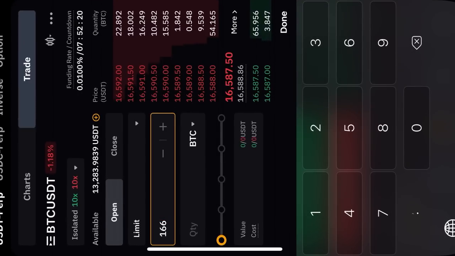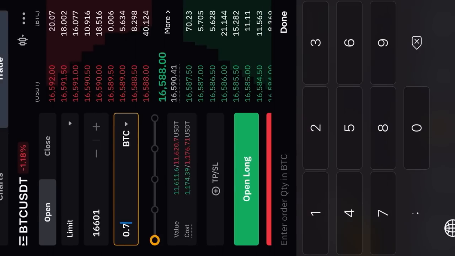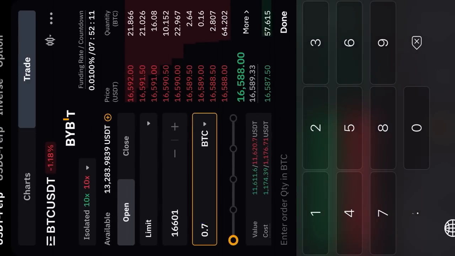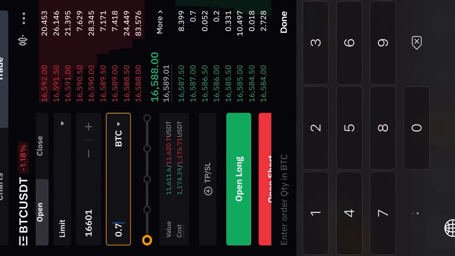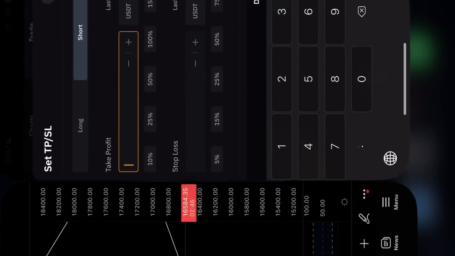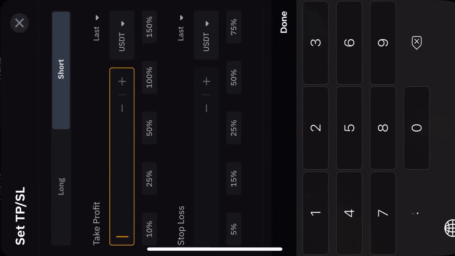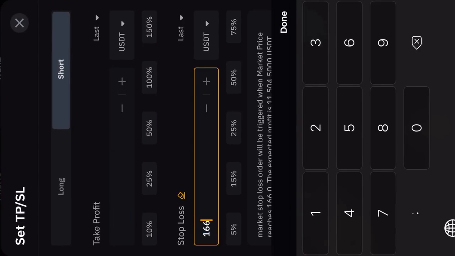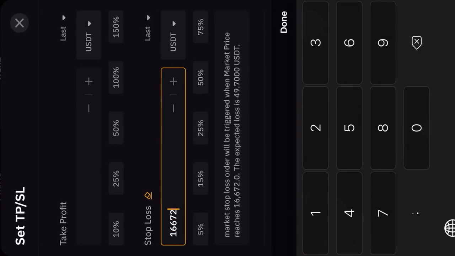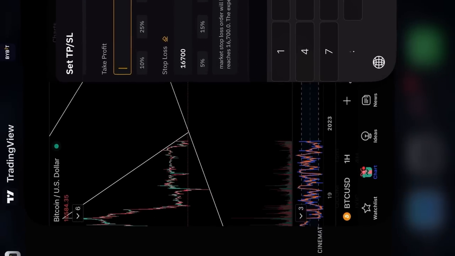16,601. I'm going to do a 0.7 Bitcoin short trade, which is about $1,100. The stop loss is going to be very tight. So 16,672. I'm only risking $49. We can make that a bit higher because it's so little risk. 16,700. So risking $69 to make profit.